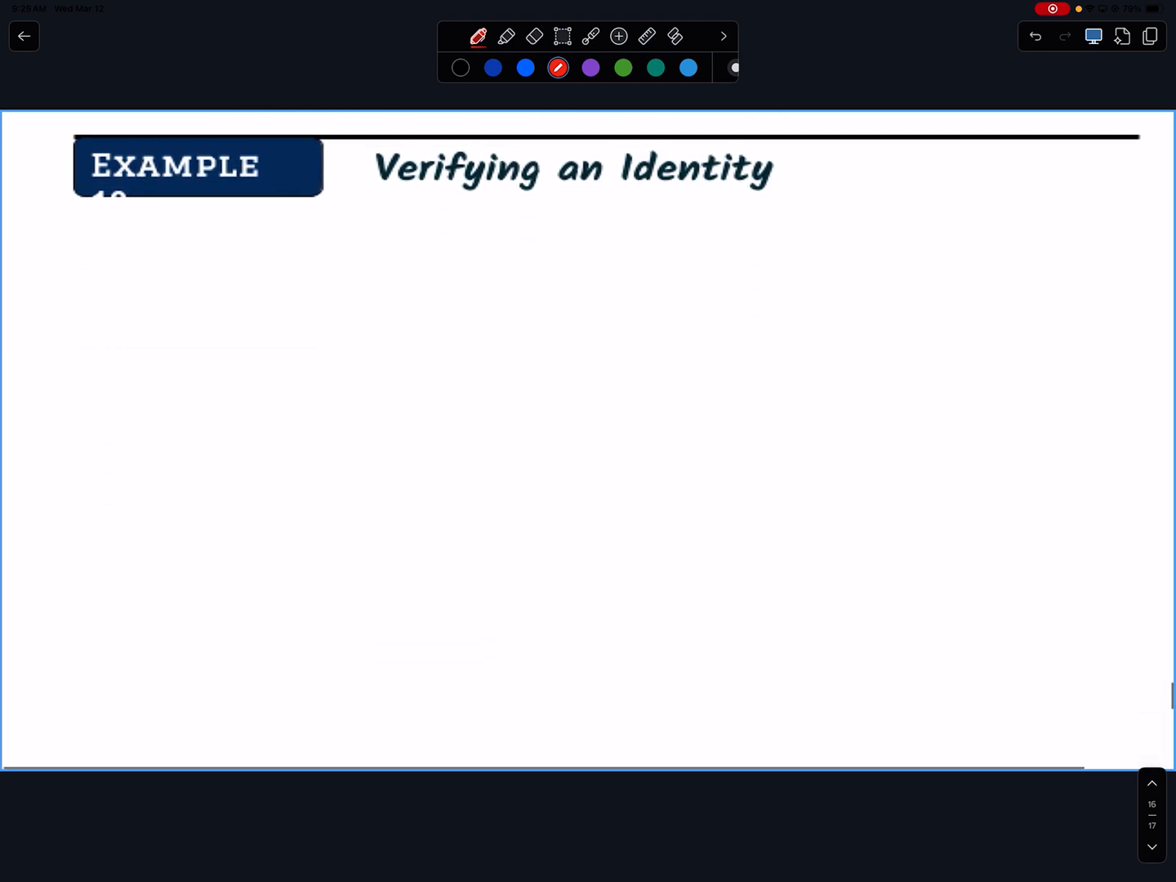It should say example 10, just the formatting got messed up. All right. Sometimes you have to do both sides at the same time. And this is a good example.